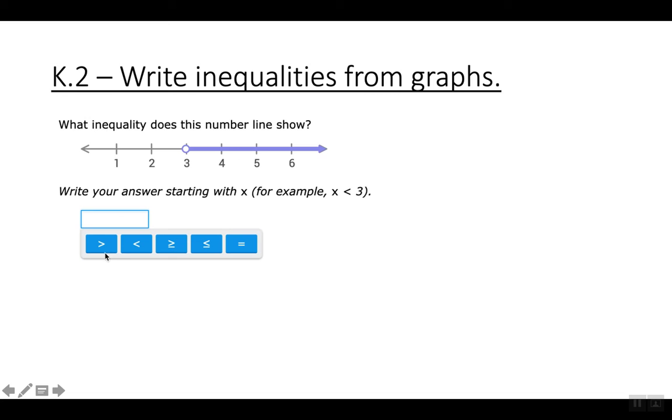Alright? By the way, they're going to give you all these little buttons here. And I forgot to mention on the previous ones, when you tap on top of the circle, it shades it or unshades it. Okay, when you tap on the previous examples from K1, when you tap on top of the circle, it switches it from shaded to unshaded.